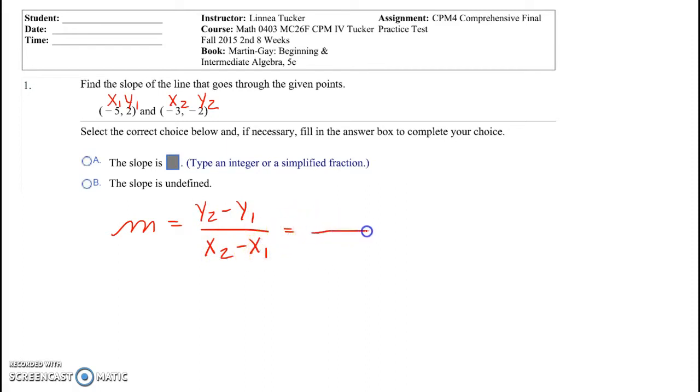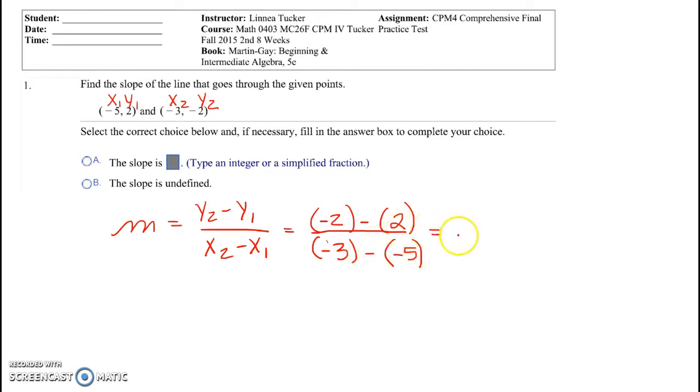Here's what I highly recommend you do to help you avoid some mistakes. Set up a little template where you can just drop in your numbers. y2 is -2, so I'm going to drop in a -2. y1 is +2, so I'm going to drop in a +2. x2 is -3. x1 is -5. This right here is where most people make their mistakes. They see subtraction and they see a negative, and they leave one or the other out. But you've got to have both for this to work out.